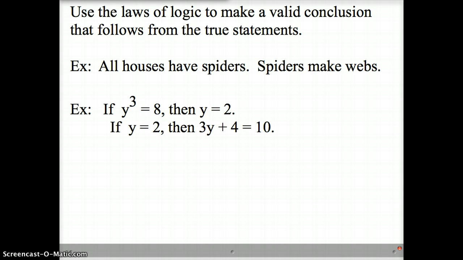Next example, if y cubed is 8, then y equals 2. That's statement 1. If y equals 2, then 3y plus 4 equals 10. So then, by the laws that we've dealt with, we can conclude if y cubed equals 8, then 3y plus 4 equals 10. That's from the law of syllogism.